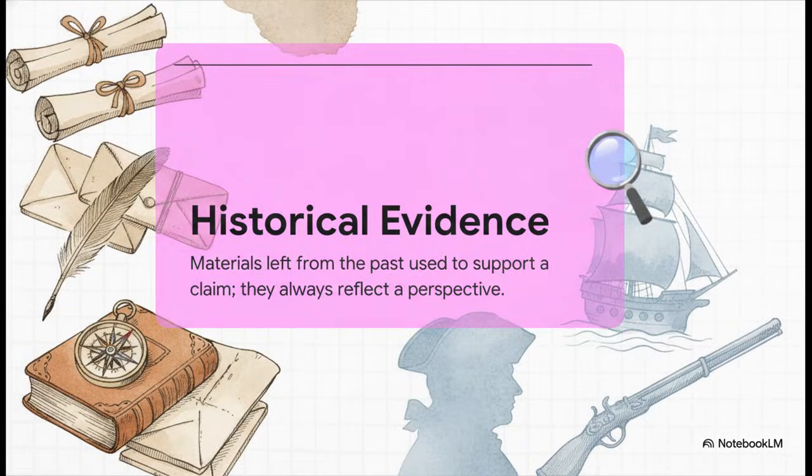When we talk about historical evidence, we mean the materials left from the past, things like letters, treaties, or objects that we use to support a claim. But you have to remember this one crucial detail. Useful evidence always reflects a perspective. There is literally no such thing as a completely neutral document. Someone created it, and they created it for a reason.